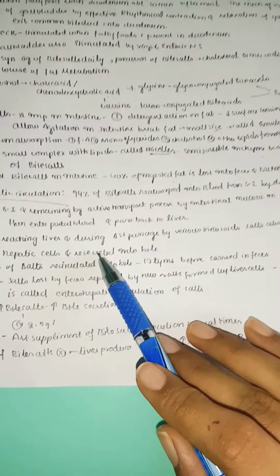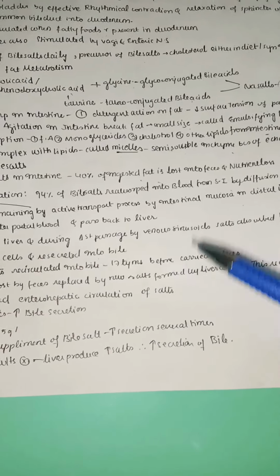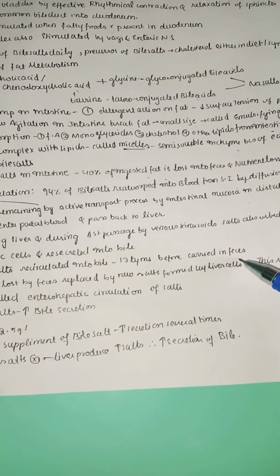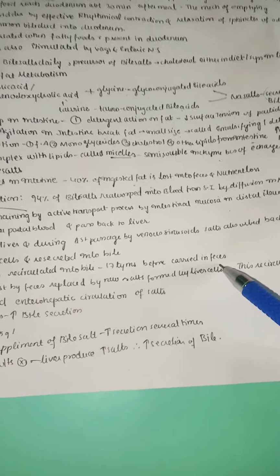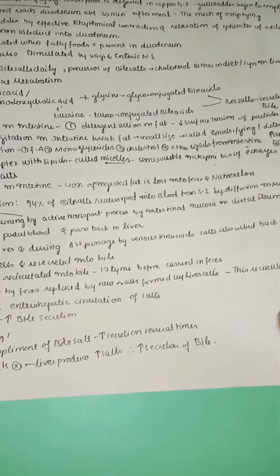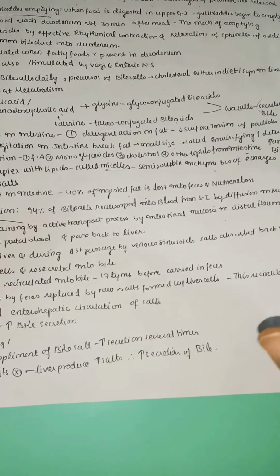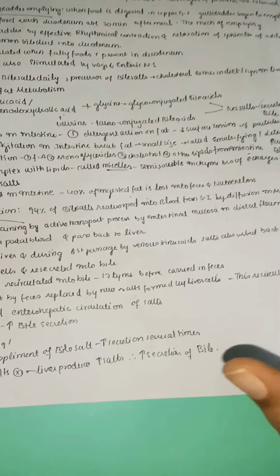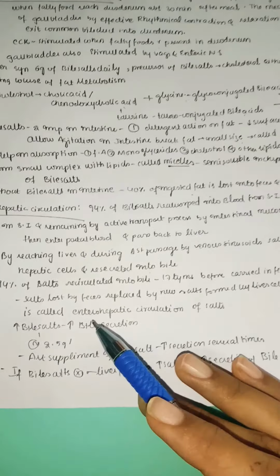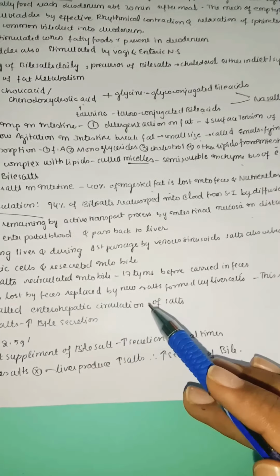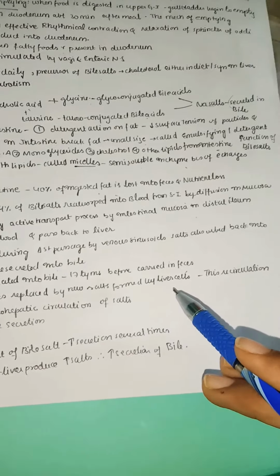So 94% of salts are recirculated into the bile 17 times. This cycle continues 70 times before it is carried in the feces. So like this, from the bile it is nothing but first from the intestine to the liver, again from the liver to the intestine, like this 17 cycles. Salts which are lost in the feces are replaced by new salts which are formed by the liver cells, and this recirculation is called enterohepatic circulation of bile salts.